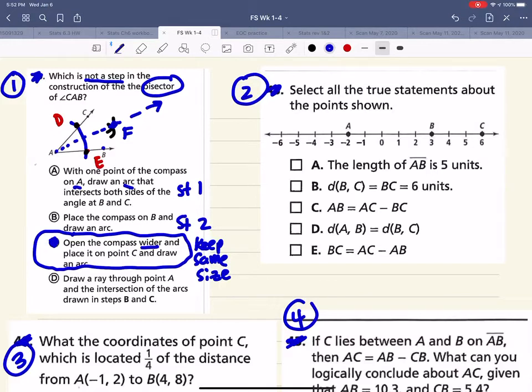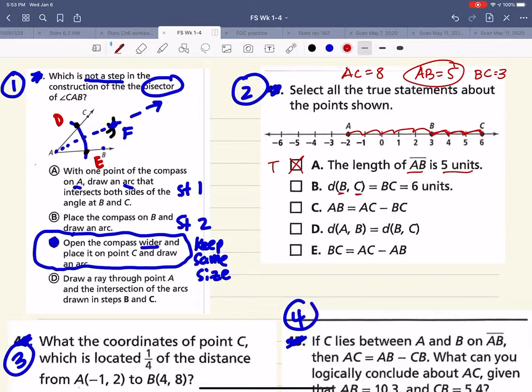Okay, so it says, it's doing a little bunny hopping, right? 1, 2, 3, 4, 5. So AB is 5. 6, 7, 8. So AC is 8. 1, 2, 3. BC is 3. Okay, so with that information set, let's look at what we have here. The length of AB is 5. Yep, so I'm going to mark that as true.